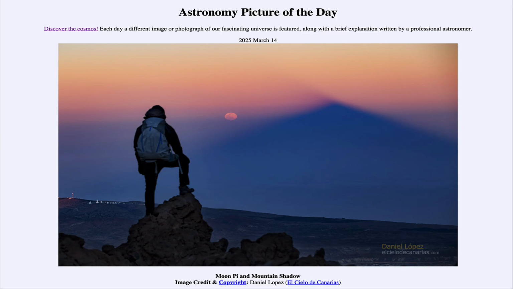So here we get to see an example of that for a different reason, because the sun is low in the sky. But we also had the lunar eclipse that occurred earlier this morning. So that was our picture of the day for March 14th of 2025. It was titled Moon Pie and Mountain Shadow.